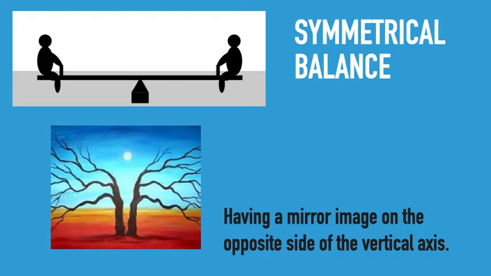The first type we have, which you should all know and be familiar with, is symmetrical balance. That is having a mirror image on the opposite side of the vertical axis. So you can see in the painting there, the trees there, if you had an axis line down the center of that painting, both sides look the same.